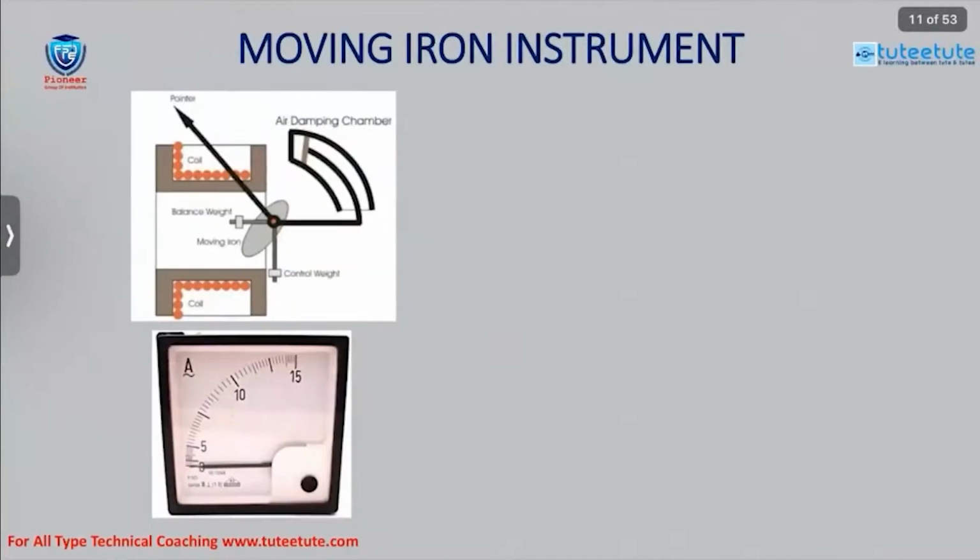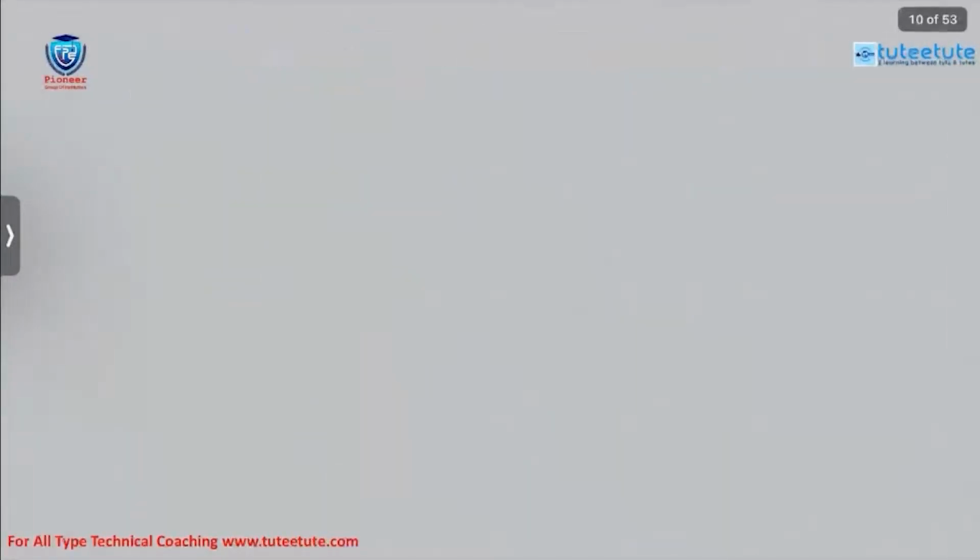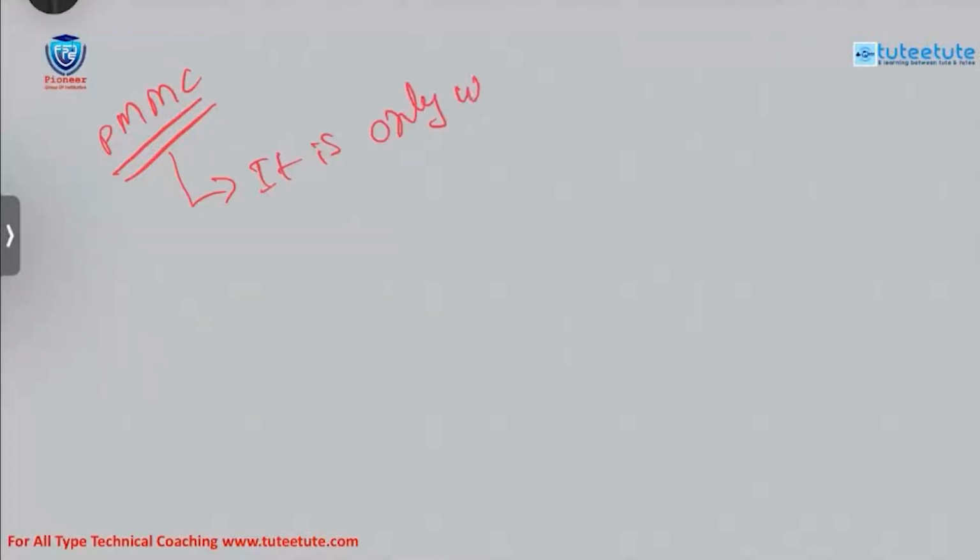Okay, next instrument is moving iron instrument. One more thing we need to discuss about the moving coil meter, or PMMC meter, is that it is going to measure only DC. It is used only for DC measurements. That means DC voltage and current. We can't measure AC. We already discussed in the previous session.